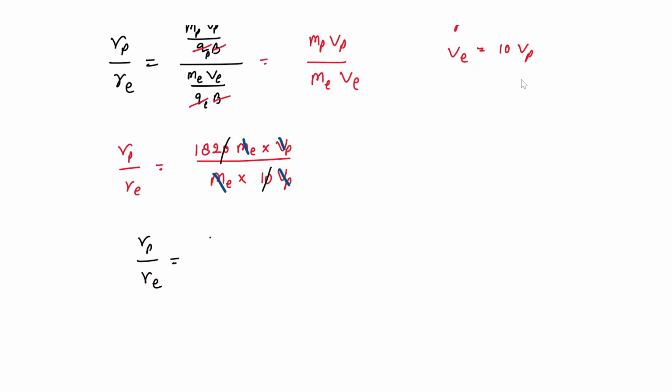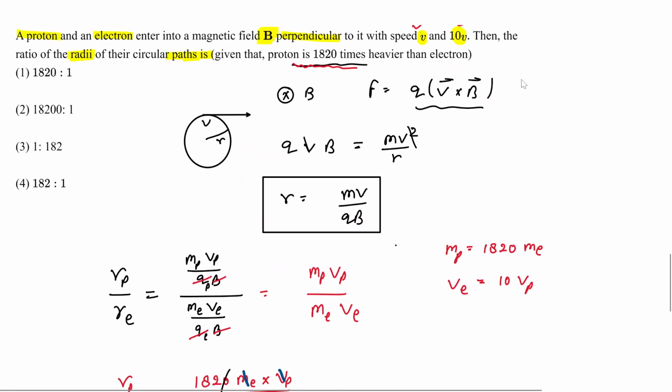So radius of proton by radius of electron is equal to, the 10 will also cancel out, 182 by 1, or we can say 182 ratio 1. So this is the ratio that we are having, 182 by 1. If we check our options, option D, that is option 4, 182 ratio 1, is our correct answer. Okay.